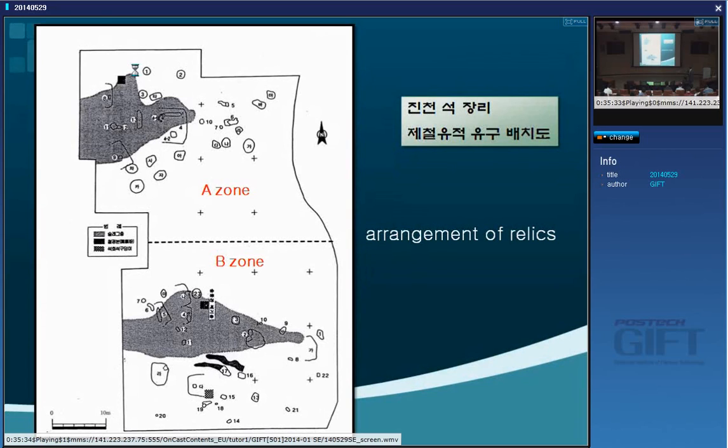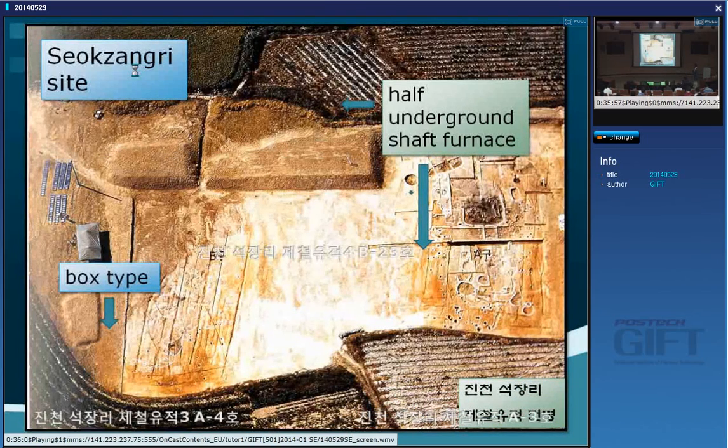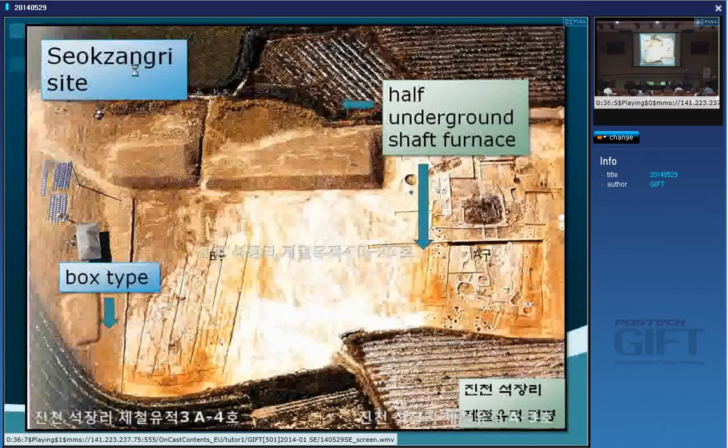This is separated into A zone and B zone. The round-shaped features are the furnaces, mainly smelting furnaces. This place is the main smelting furnace, and this place is mainly the refining and hammering furnace. This is the arrangement of relics at the Sokjani sites. The pictures change.